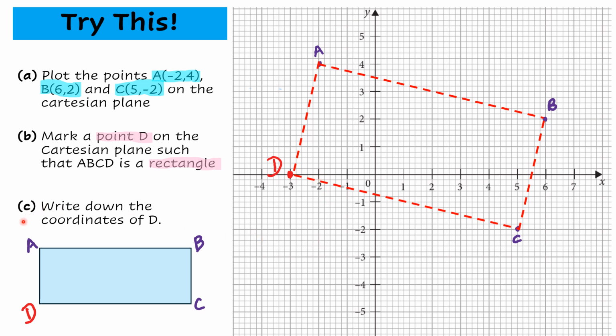So for part C, you're required to write down the coordinates of D. Are you able to write down the coordinates of point D? So do leave your answer in the comments below.